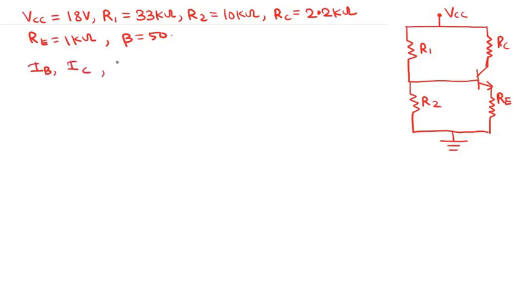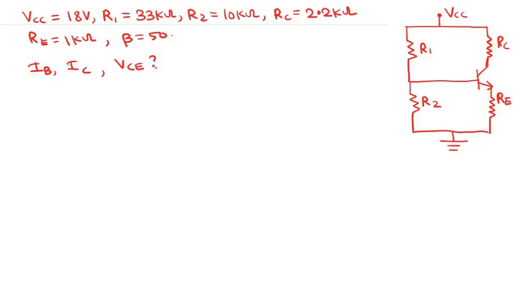the collector current, and VCE. When I say the base current, the collector current, and VCE, this means the DC values of the base current, the collector current, and VCE. Because there is no AC voltage in this model, you are asked to find out the DC values only, or the biasing values of IC, IB, and VCE.